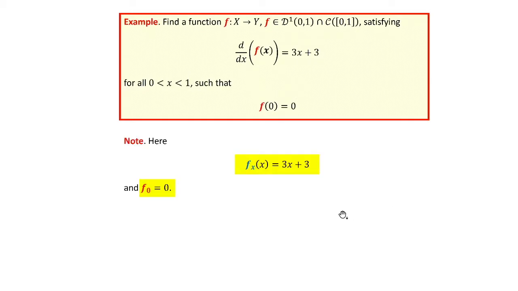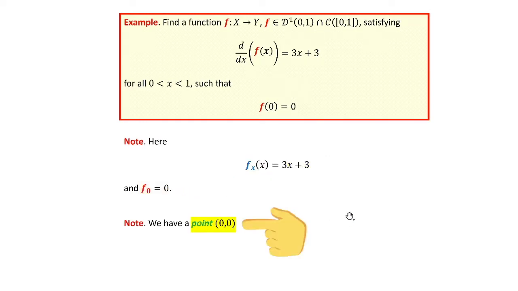In terms of the notation, my derivative, f'(x), is 3x plus 3. It's the right-hand side. And my initial condition in my notation, f(0), because the initial time is 0, is 0. So what do I have? What data did they give me? They gave me a point. They told me when time is 0, again, in one variable it's really time, I'm just keeping the x's. Time is 0, and the state of the system is 0.